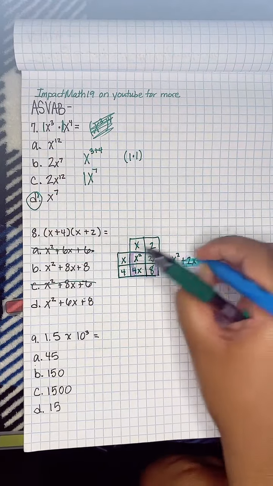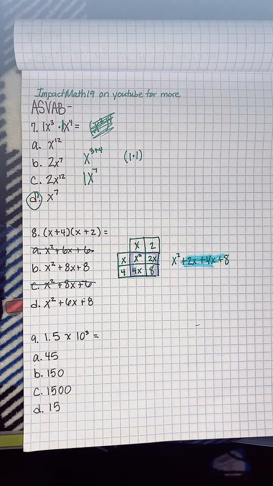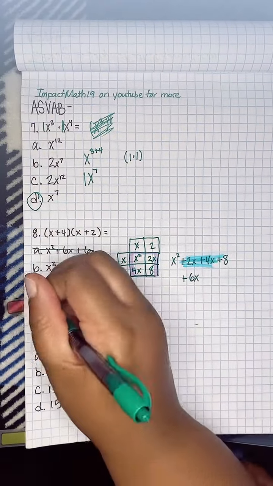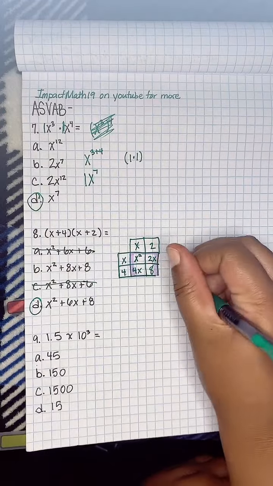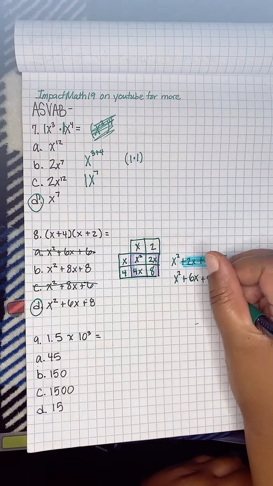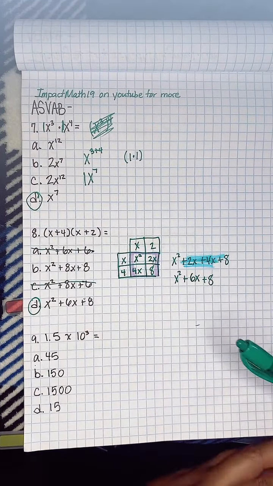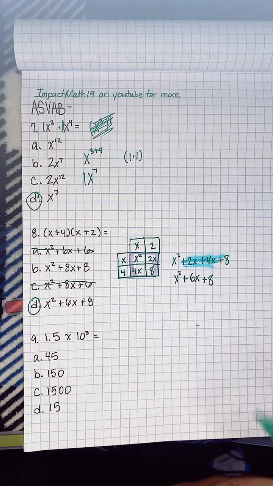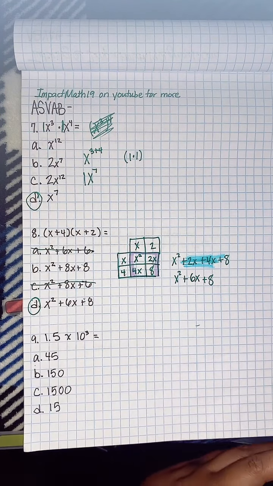So 2x plus 4x is 6x. So D is our answer. Wonderful, you guys. Good. And if you didn't get it right, it's okay. Make the mistake now so that you don't make it when you're taking that ASVAB test.